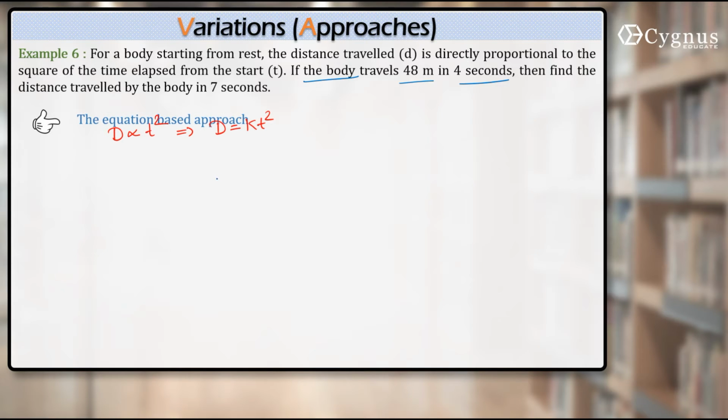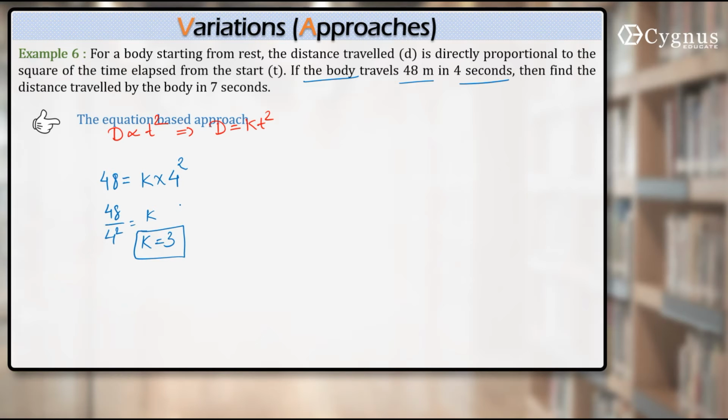Let's look at the first case, the equation based approach. How do we solve it? Distance is given equal to 48, is equal to k into what's the time given here? 4. I'll put 4 here. After solving this, what do you get? 48 by 4 square is equal to k. 4 square is 16. So I can say that k must be equal to how much? 3. And we know that k is a constant. It will always be equal to 3 in this particular case.